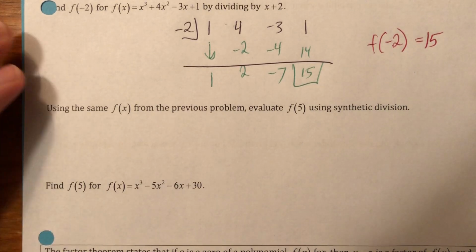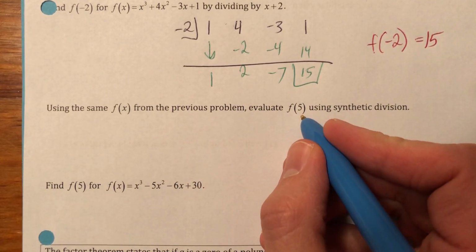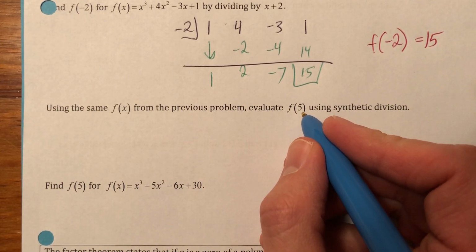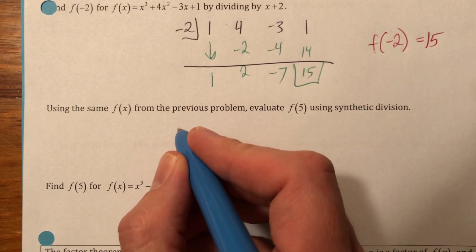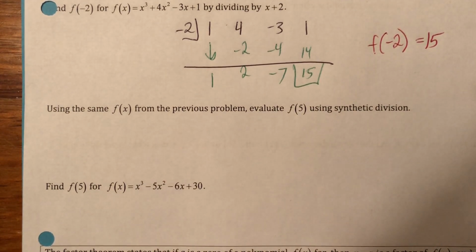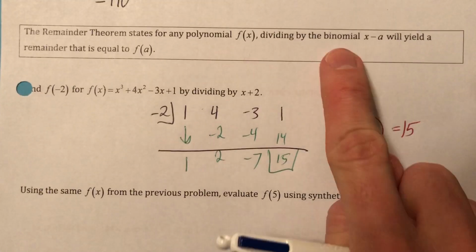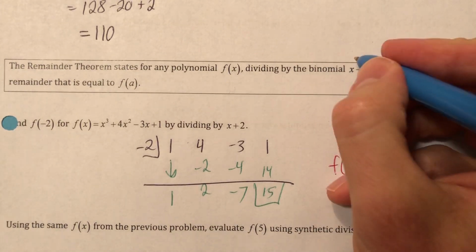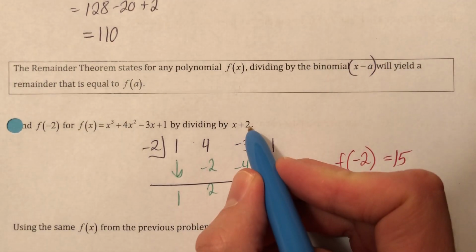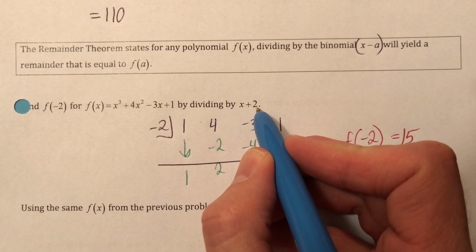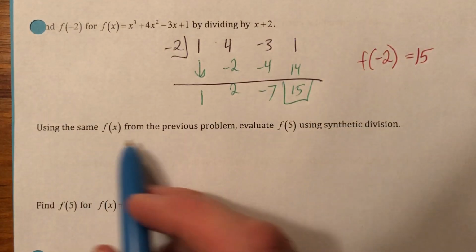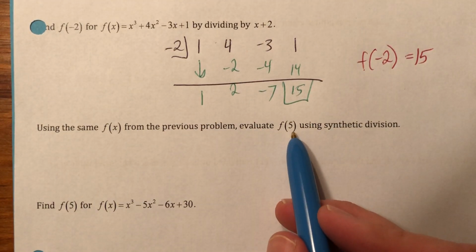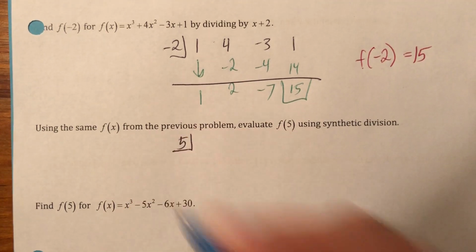Again, just reinforcing the idea. So 5. Okay, now, all right, let's think about this. Should I put a 5 here or should I put a negative 5 here? If I give you a binomial factor, like x minus a, or x plus 2, then I need to change the sign. If I give you a number, plug in the number, use the number.